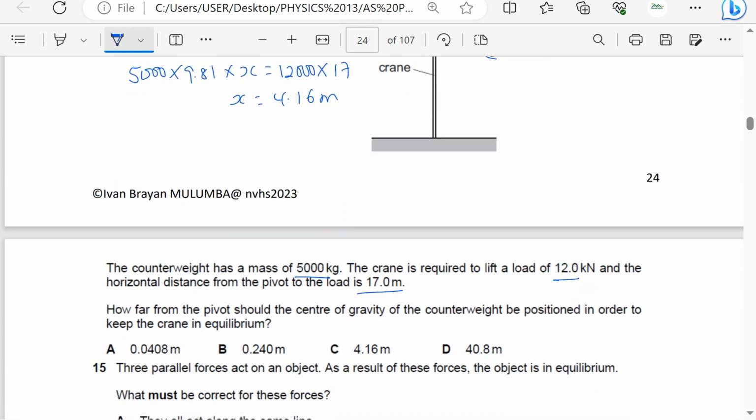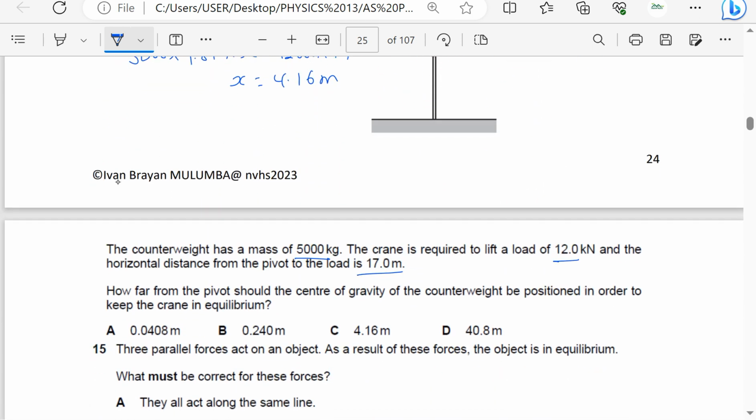So let's see the answers. How far from the pivot should the center of gravity of the counterweight be positioned in order to keep the crane in equilibrium? So the answer is C, 4.16 meters.